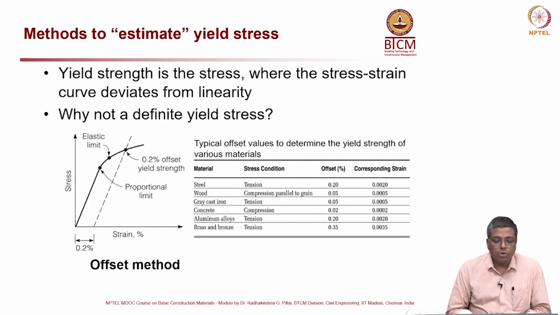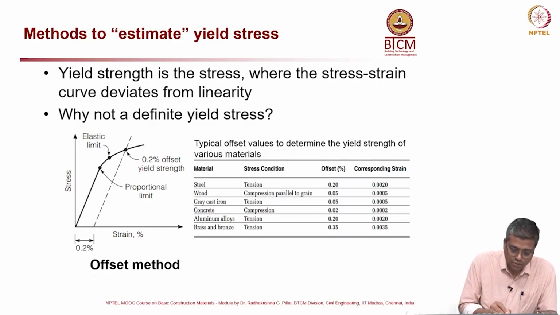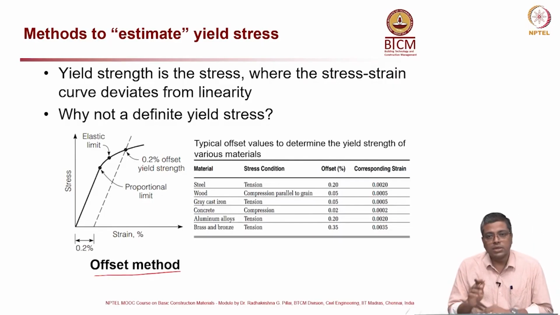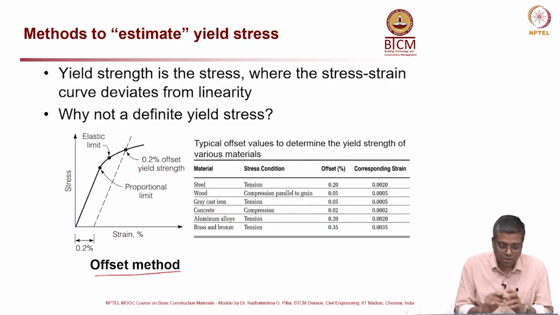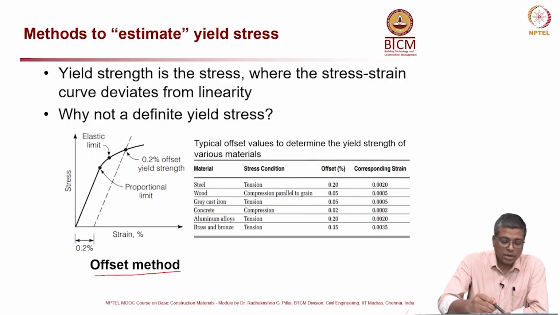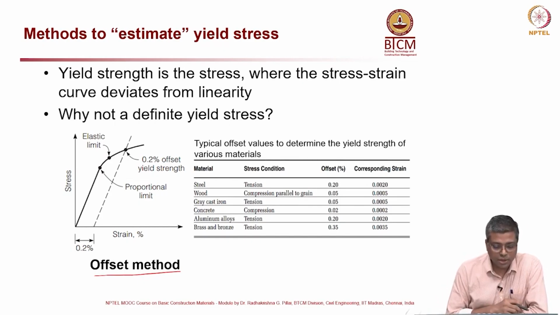Now, how to get or estimate the yield strength? There is one method which is widely used, we call the offset method. There is another method which is called the extension method. I am not going to cover that here. In the offset method, we use this method for most applications.